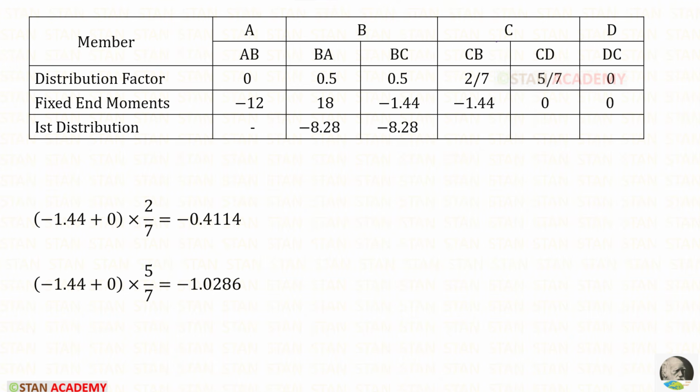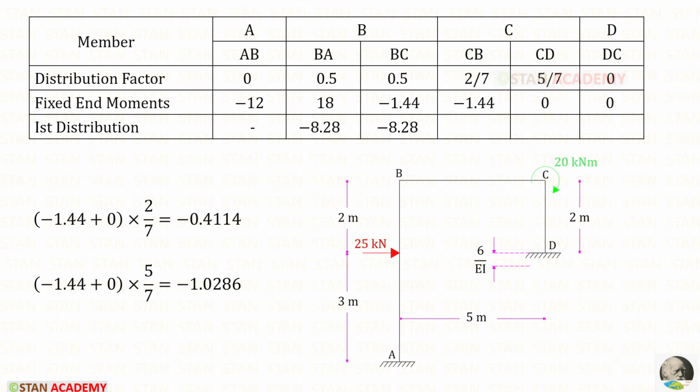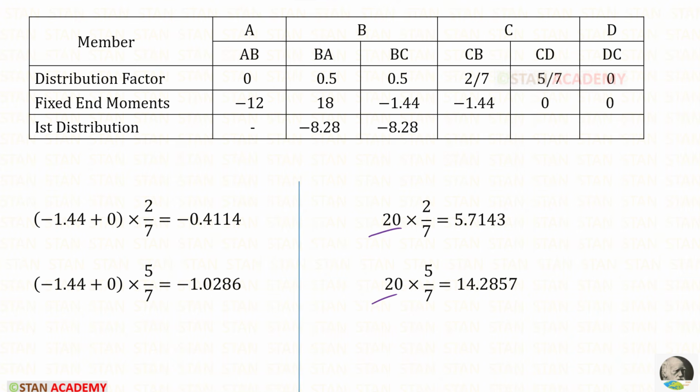Now let us take the joint C. We have to add these two and then multiply with the distribution factors so that we will get these two values. In the joint C, there is a couple moment 20 kN. For this we have to make a different moment distribution table. But here I will introduce a shortcut. The couple is acting in the clockwise direction, so it should be taken as positive. Then we have to multiply with the distribution factors so that we will get these two.